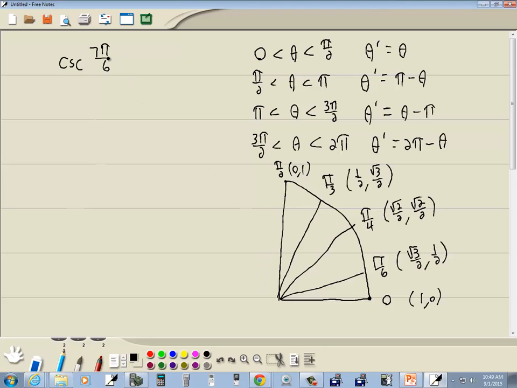Well, unfortunately, 7 pi over 6 is not so easy to see which one it falls into. But if I think about 7 pi over 6, if I put these a little lower down, this is 0. This is pi over 2, which if I multiply top and bottom by 3, I get 3 pi over 6. This is pi, which is the same as pi over 1. And if I multiply top and bottom by 6, I get 6 pi over 6.